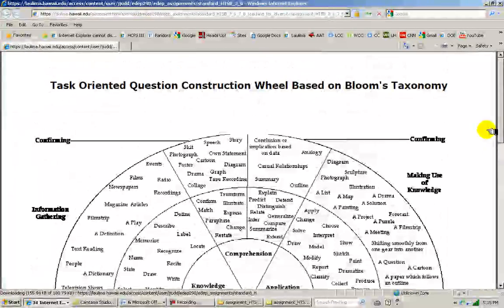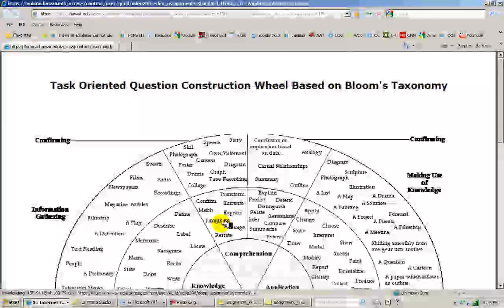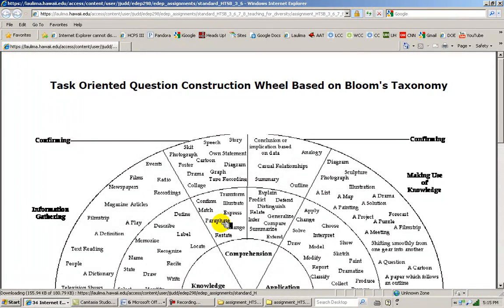So make sure that you use these words and that you avoid words that we can't measure, like know how to understand. We don't use those words. Okay. Hope that helped.